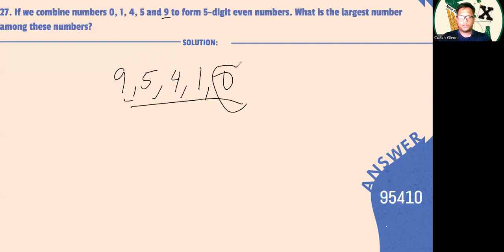But you also have to make sure that your last number is an even number because we're looking for the largest even number. So if the question was, we're looking for odd, okay, if you want this to be odd, then that should be 9, 5, 4, 0, 1, okay? 1 has to be on the end because we want it to be odd. Okay, any questions for this one?